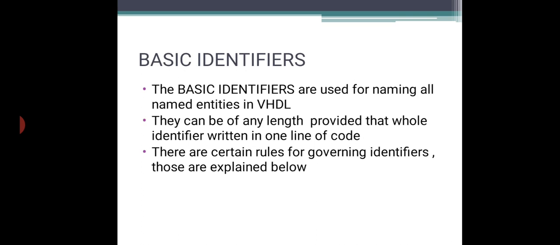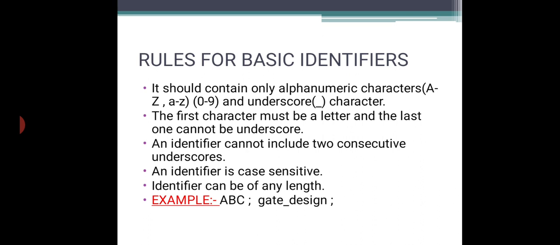Coming to basic identifiers. The basic identifiers are used for naming all named entities in VHDL. They can be of any length that can be written in one line of code in VHDL. Basic identifiers also have some rules, which are explained below.